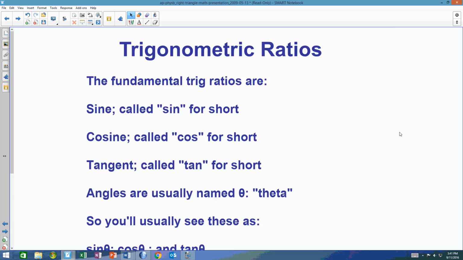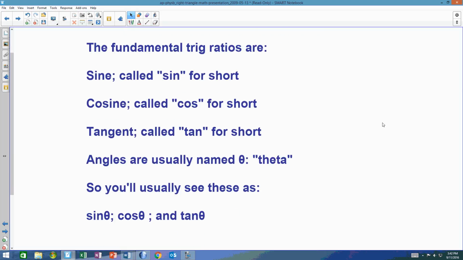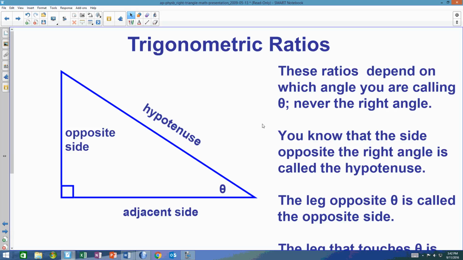Okay, so now let's look at the trigonometric ratios. We know sine, cosine, and tangent. The angles are usually called theta, so you usually see sine theta, cosine theta, and tangent theta. These ratios depend on which angle you are calling theta. It is never a right angle, though. So see this angle here? You're never going to use this one to calculate sine and cosine and tangent.